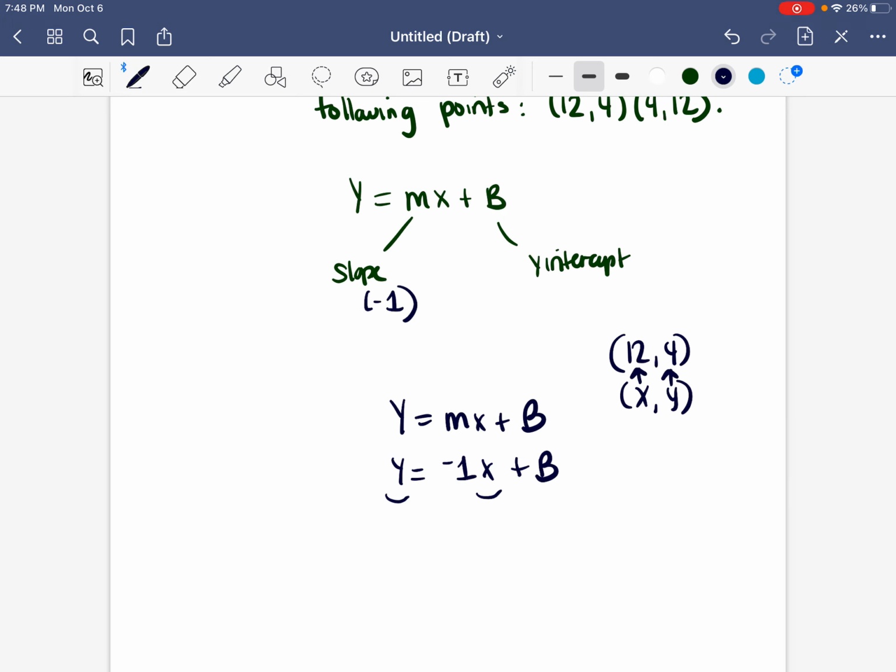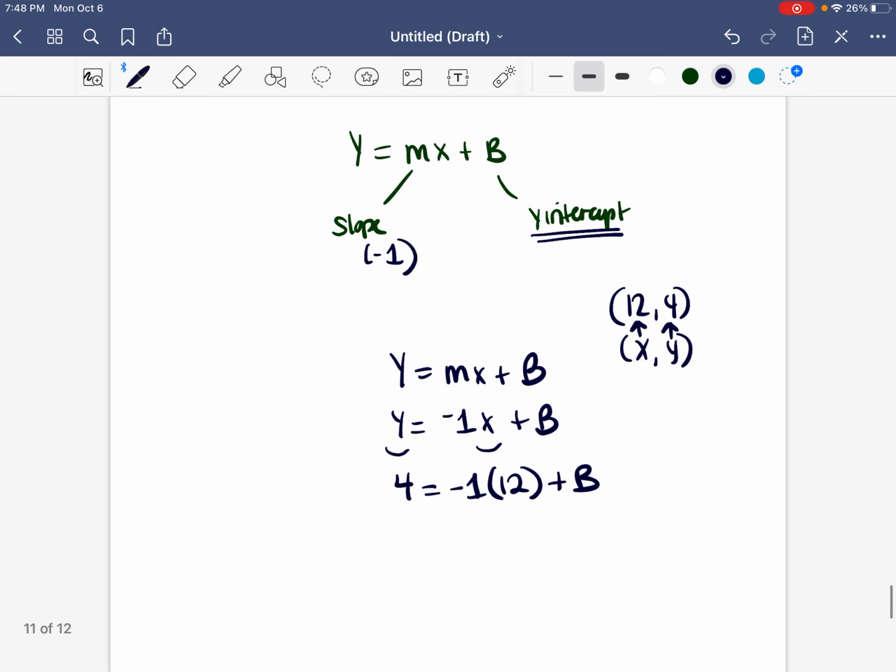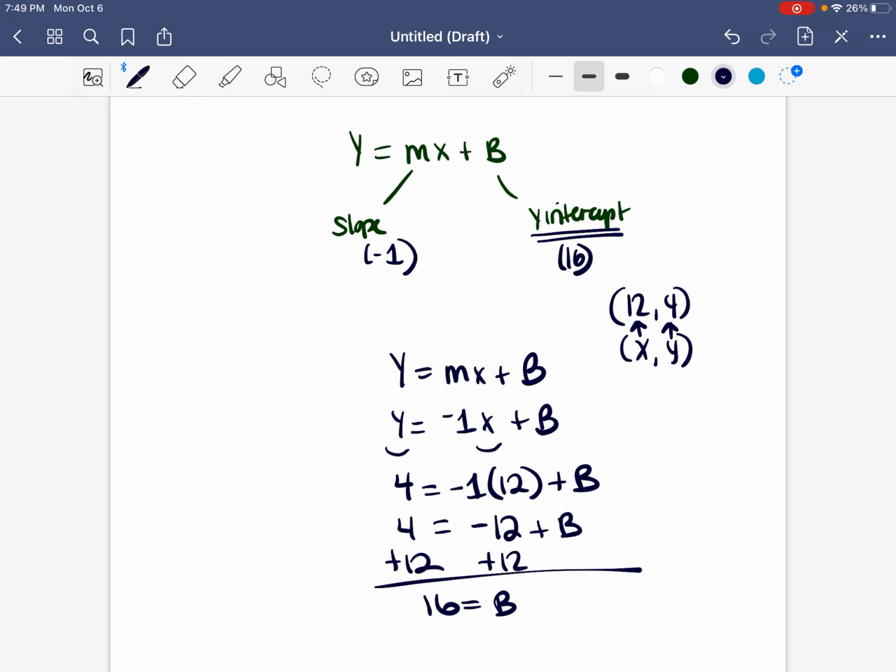The y is going to be 4. X is going to be 12. And I don't know what b is. By inserting this point, I'm going to be able to figure out what b is equal to, and that is what we're missing in our original equation. So let's solve for b. Negative 1 times 12 is negative 12. And then we're going to add 12 to both sides. B is going to be equal to 16. So the y-intercept is 16.